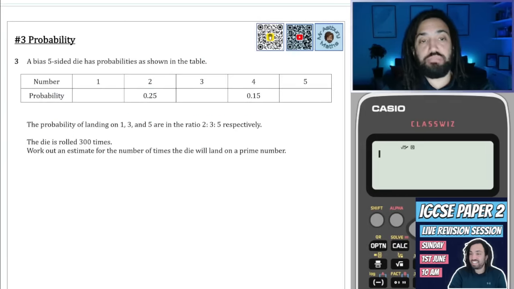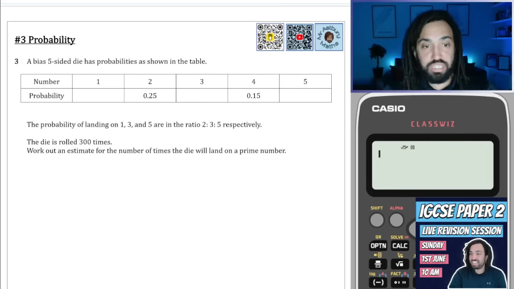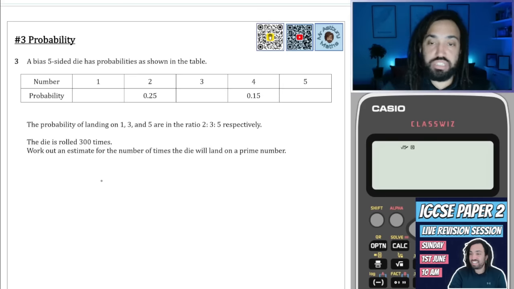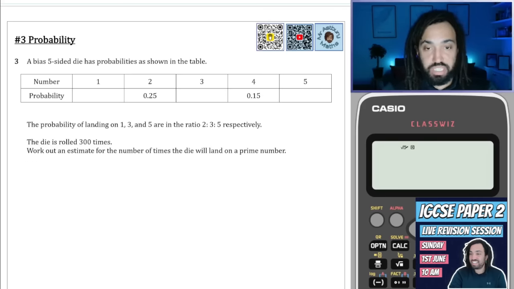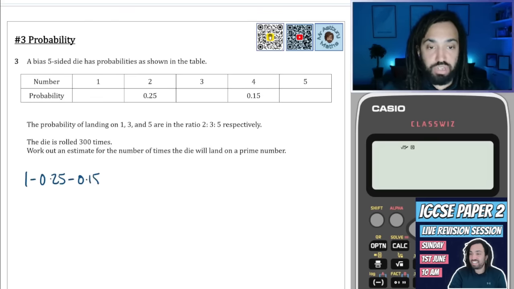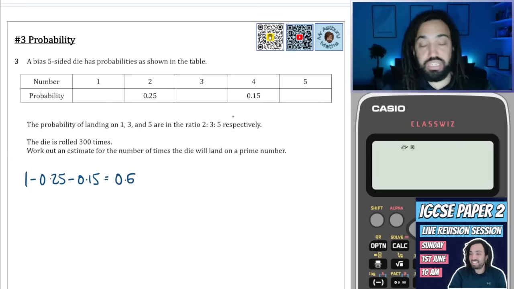Okay, probability. A biased 5-sided die has the probabilities as shown. The probabilities of landing on 1, 3, 5 are in the ratio 2, 3, 5 respectively. Okay, so let's work out the probability which is left to be shared out. So we know we've got 0.25 and we've got 0.15. So that means there is 0.6 which is still yet to be split up.